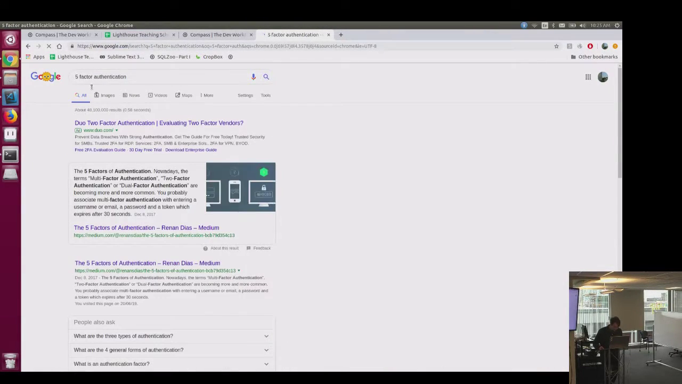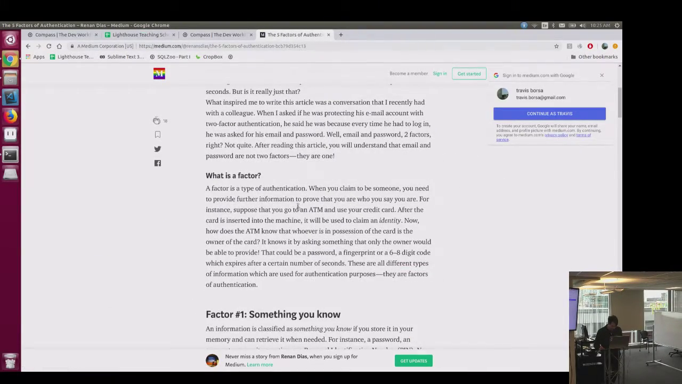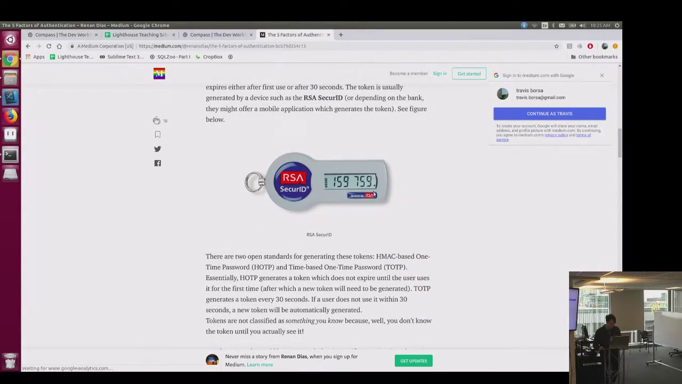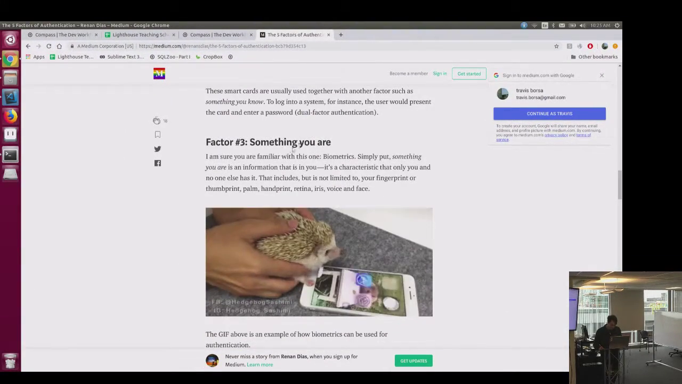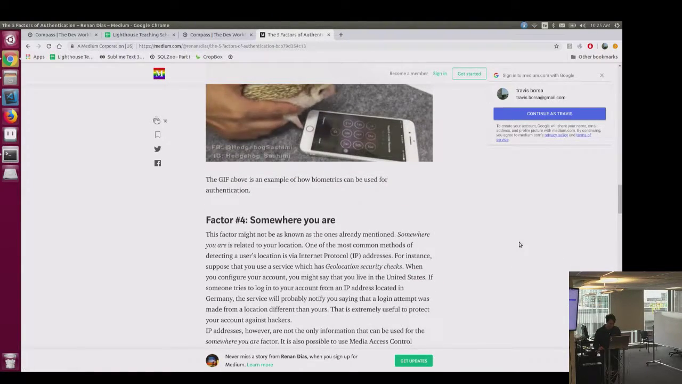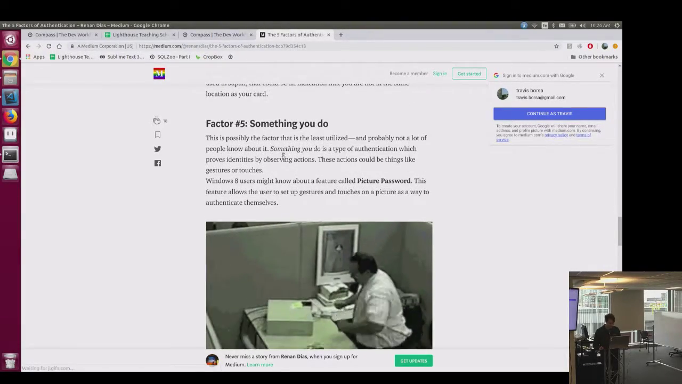So there's more. Let's see, the 5 factors of authentication. Something you know, which we looked at. Something you have, like a phone, or this is exactly what WoW did, had one of these things. Something you are, so you have a fingerprint scanner or retinal scanner. Somewhere you are, so this is related to IP address in a lot of web applications. It could be physical, when you go into a bank, you're there. Something you do.